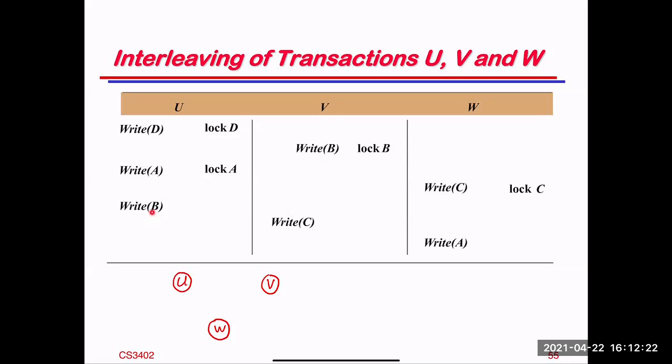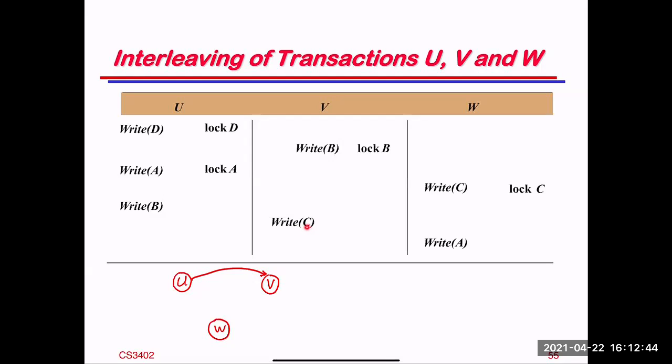But now I have a problem, right? Because up here, transaction V has already acquired a lock and it hasn't released it yet. So I need to add this edge from U to V, right? So U is now waiting for V to release that lock. Okay, let's continue.